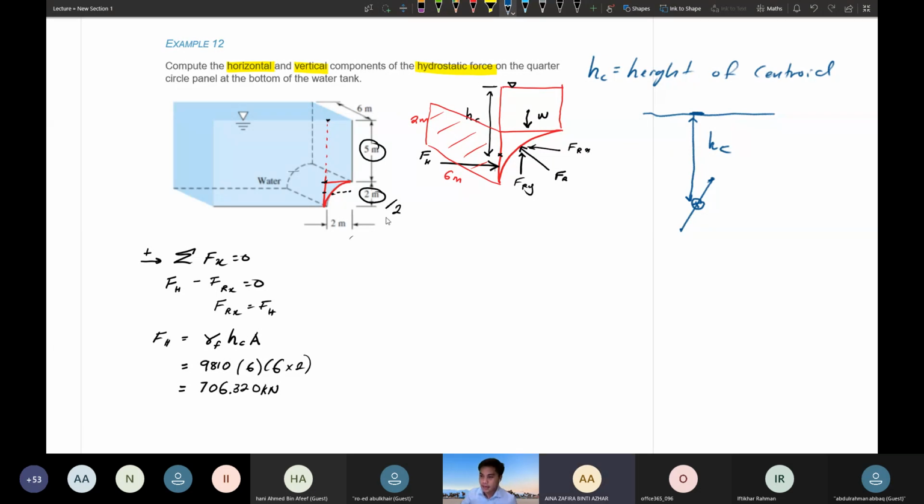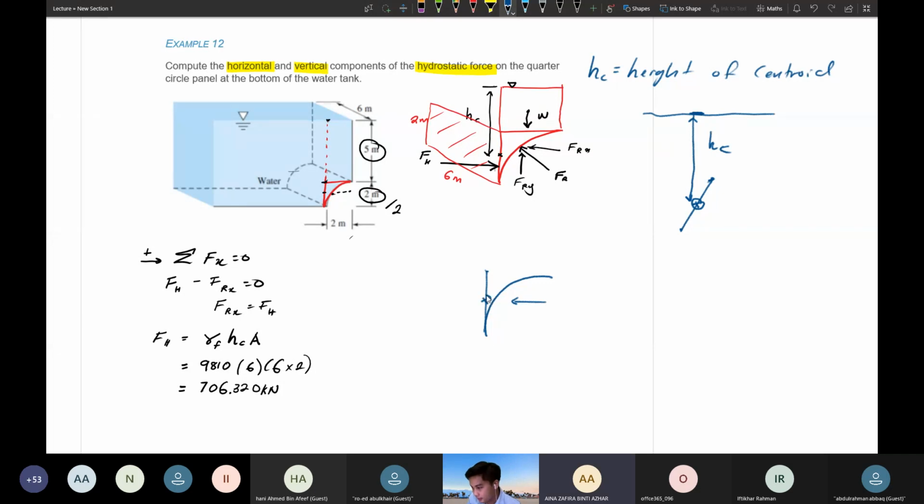Okay, how about this? This is our plane. Where is the projected plane, the projection on the vertical? This is projected, right? This plane is a projected plane. So where is the center of this projected plane? At the middle.